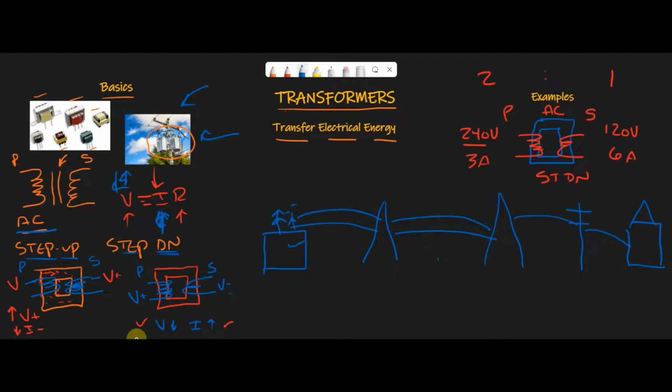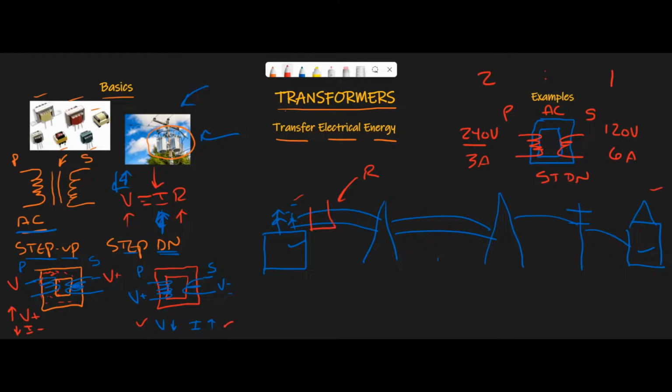Now, how does it get from this point to this point? Sometimes this can be miles and miles. And we know that there is resistance R in all of these wires. Since there's resistance in all of these wires, we have to take into account that if we did not have any transformers in here, by the time our voltage got from our power station to our house, we would lose an awful lot of it. So what we have to do is put in transformers.